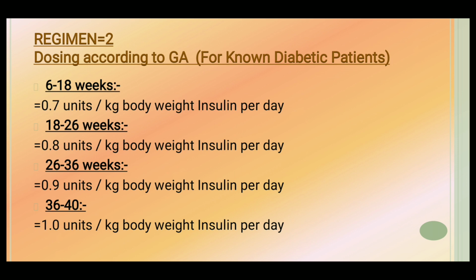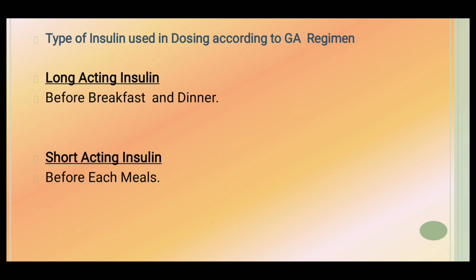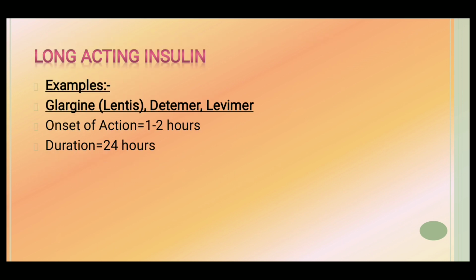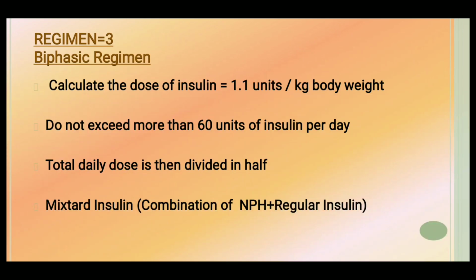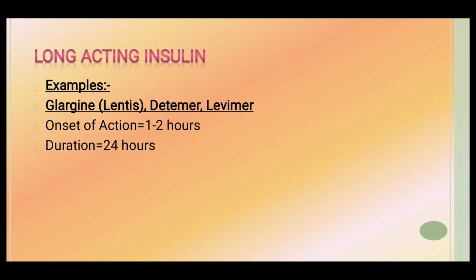What type of insulin do we use in this dosing according to gestational age regimen? We use first of all the long-acting insulin before breakfast and dinner, and the short-acting insulin is given before each meal. Now, what are the examples of long-acting insulin? The examples of long-acting insulin include Glargine, Lantus, Detemir, Levemir. Onset of action is 1 to 2 hours and duration is 24 hours. Okay, so these are the 2 regimens, and we calculate the dose according to the specific formulas, and we prescribe the insulin according to these regimens.